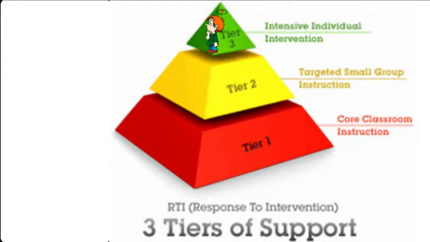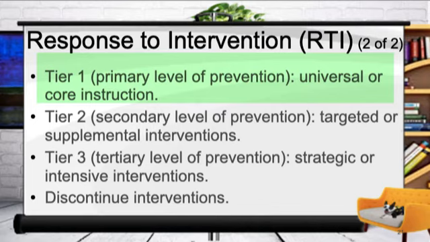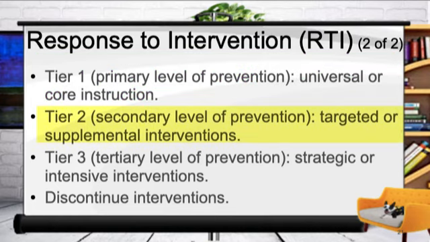That is, a student is not considered for a referral for special education services until they have been unsuccessful at Tier 3. Tier 1 is high-quality instruction in the general education classrooms. All students receive Tier 1 interventions in their general education classroom. Students who are struggling there may be eligible for Tier 2 intervention. This is targeted or supplemental intervention.